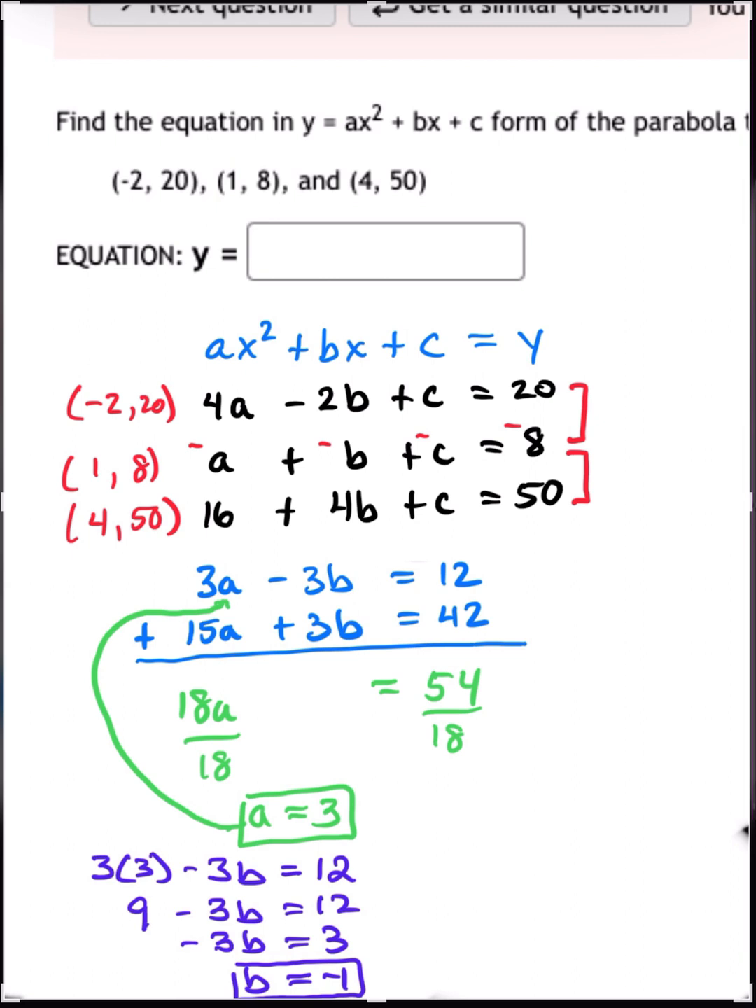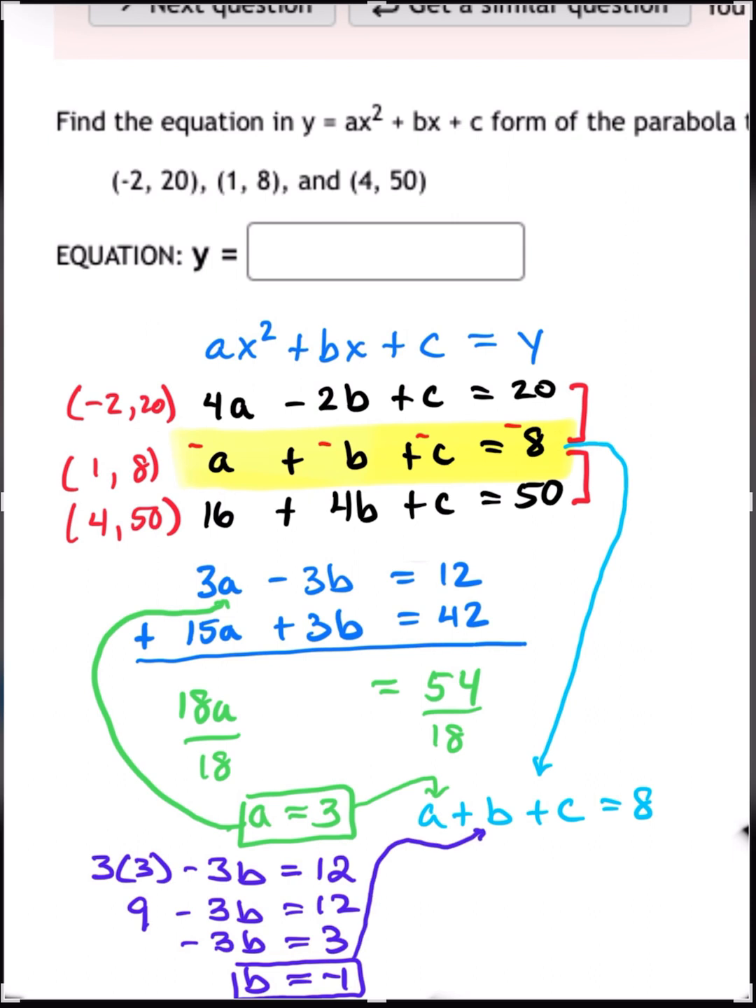Now I've got two letters solved for, and the way you find the third is by going back to one of the original equations. Now the middle one is where I would go, that I just made yellow, and I would try to make that equation get replaced with my new a value and b value that I just solved for. So I'll take the original equation that says a plus b plus c equals 8, substitute my a equals 3, and also substitute my b equals negative 1, and now rewrite the equation. So then I'll write it like this, equals 8. Well, 3 minus 1 gives you 2, so then 2 plus c equals 8. That means then that c is going to end up equaling 6.